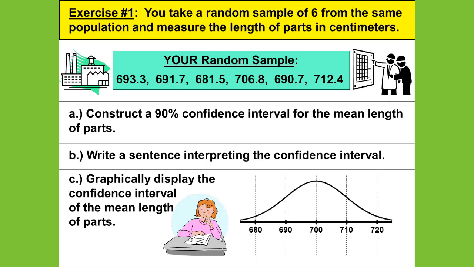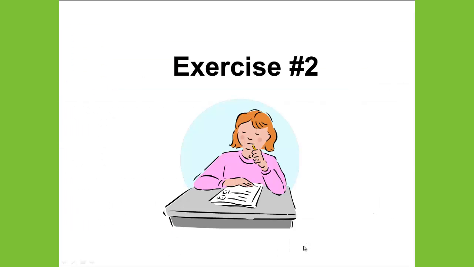693.3, 691.7, 681.5, 706.8, 690.7, 712.4. When you're through, be sure that you graph it on that same normal curve.